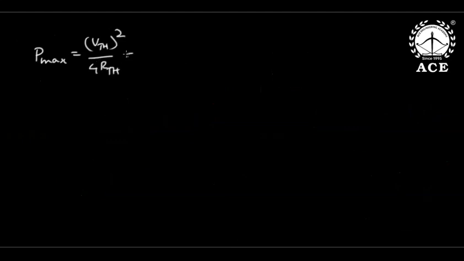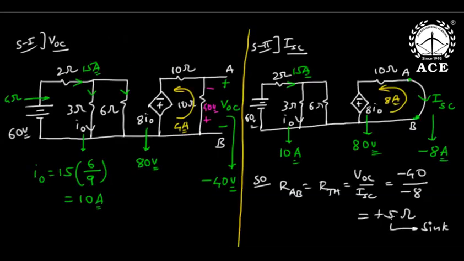Here, pure Thevenin's theorem, then only this formula can be applied. So VTH square, 40 into 40, by 4 into RTH 5. Overall, it is nothing but 80 watt. Okay? That is why you see this resistance also we can get directly, sir.